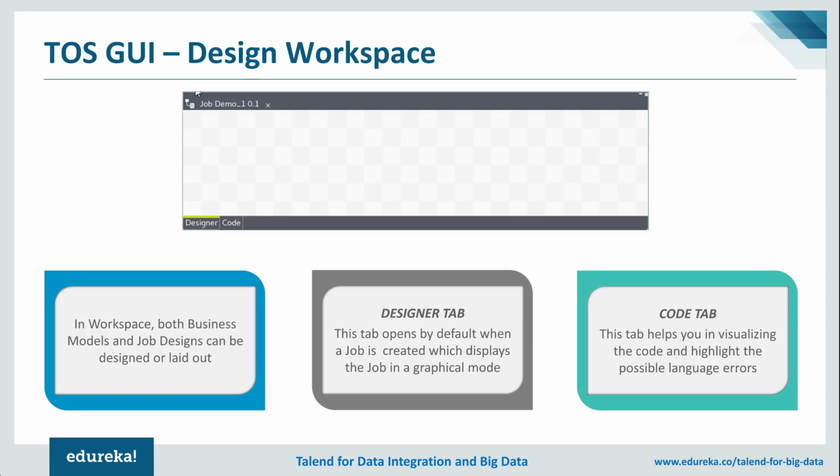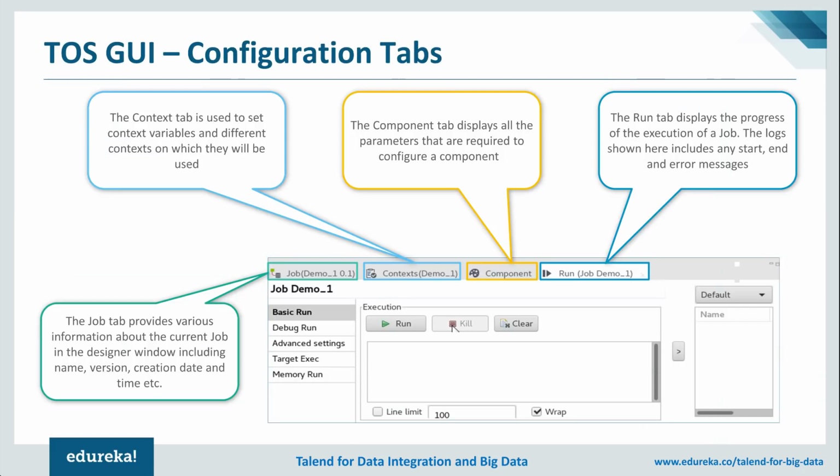So you can drag and drop your components and do your ETL design here. The code tab helps you to visualize the code and highlight the possible language errors. Whenever there is some error which you cannot get to know by direct component highlight, because inside a component there will be a number of configurations you would have done, which configuration exactly has the problem, we will not be able to quickly identify. So to quickly identify, you can come into code and that particular error line will be highlighted. You can look at the error in the code, but then you'll have to correct them in the designer window itself. So that's all about your designer window.